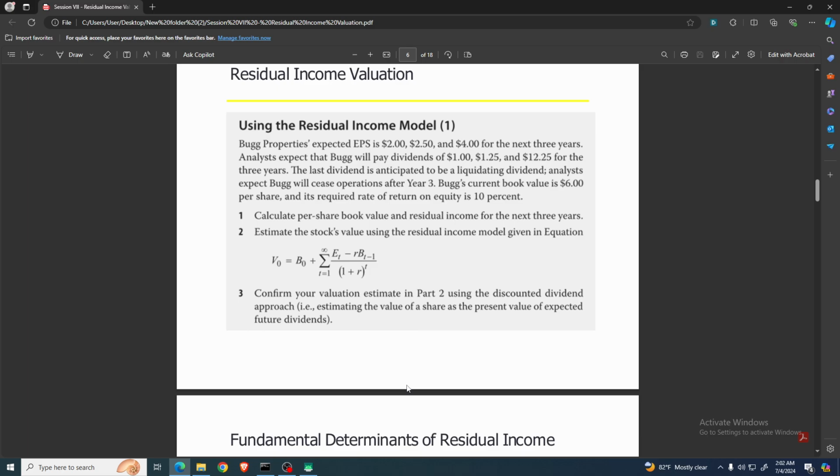And here we have three questions. The first one is to calculate the book value per share and residual income for the next 3 years.